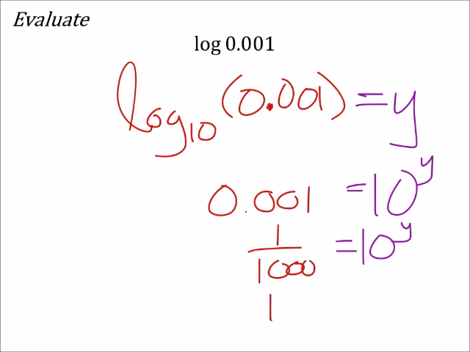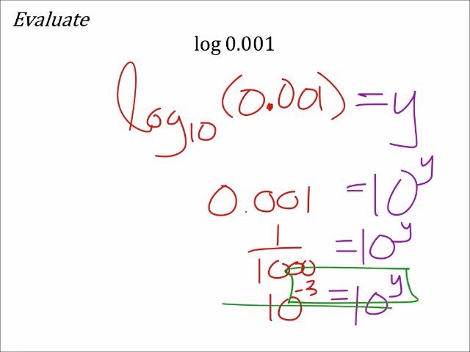And 1/1,000th is 10 to the power of negative 3, equals 10 to the power of y. So since we got the same bases, we can cross these out, and we see that the y, which we kind of put in there, is negative 3. So the answer to this one is negative 3.